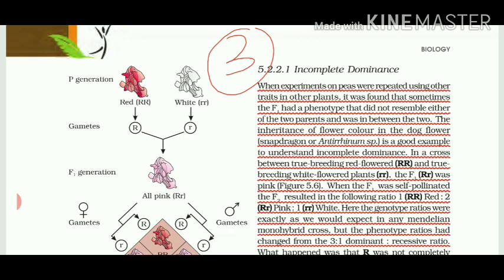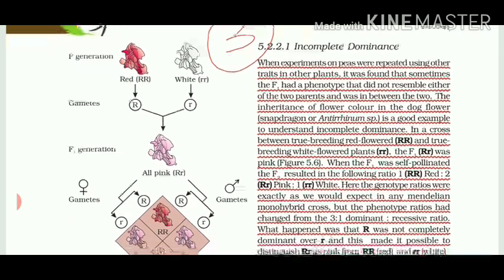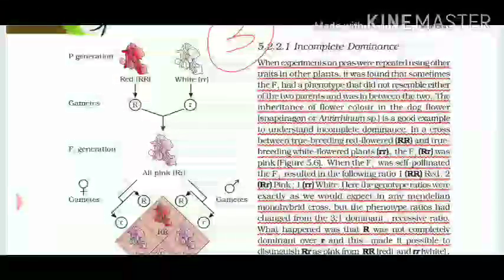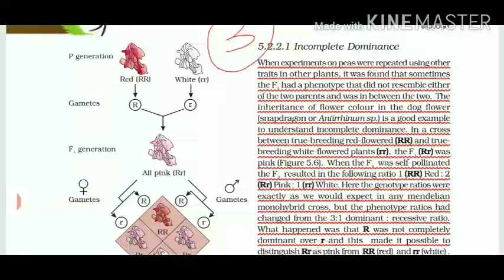Experiments on peas were repeated using different traits, because there were 7 contrasting traits. It was not only performed on the height of the plant, but also on the shape of the seeds, color of the seeds, flower position, flower color, pod shape and pod color. But some results did not resemble either of the parents. Like here, the F1 generation is pink in color. Does it resemble either parent? No, but it is a combination.